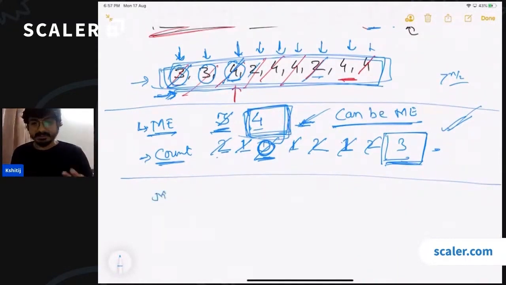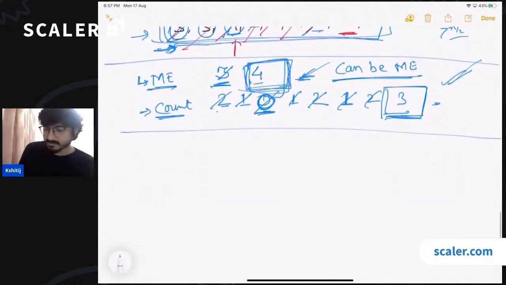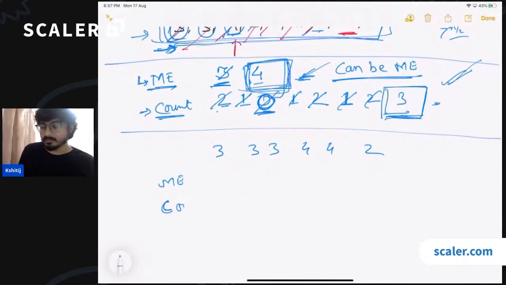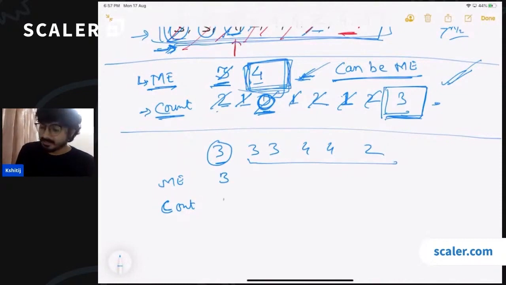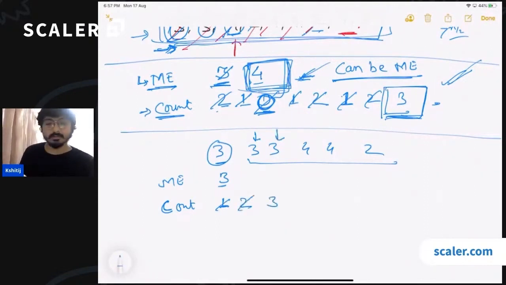Let's consider a different example. Let's take an example given by Vijay Sai, which is 3, 3, 3, 4, 4, 2. We'll be maintaining a majority element and also a count. You get 3, you say that 3 is the current majority element. I don't know what is going to be after 3, but 3 will be the majority element. Count of 3 currently is 1. Then you go to 3 again. This is same as the current majority element, so you increment the count to 2. Then you go to 3 again and increment the count to 3.